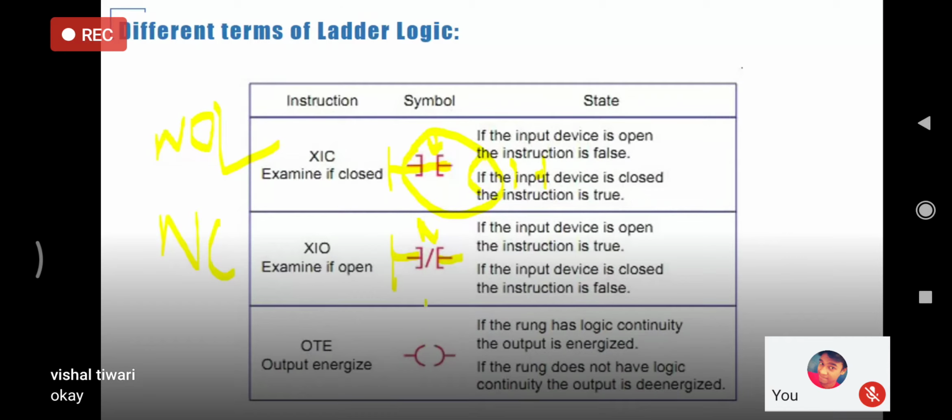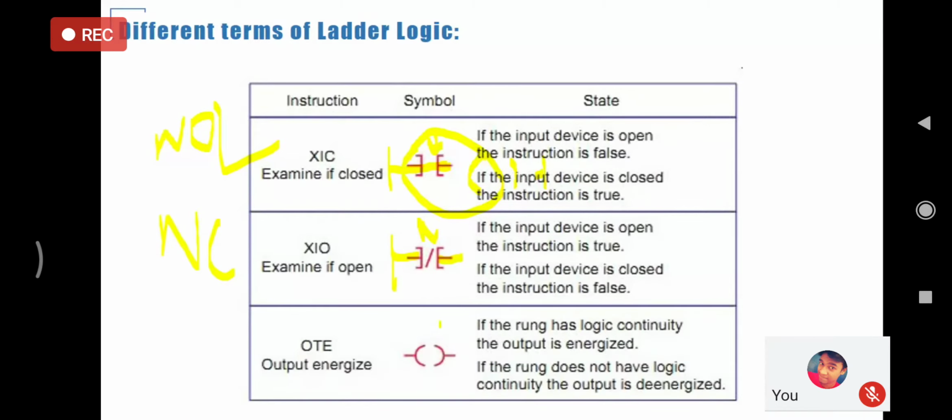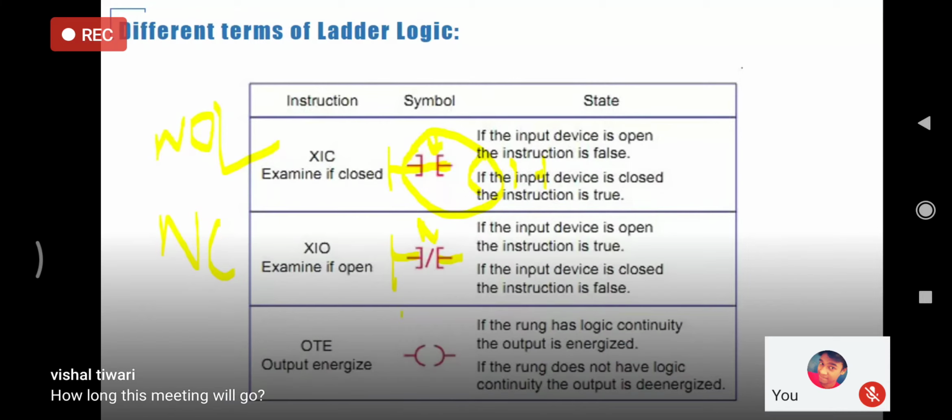Whereas outputs in software or in online programming devices are referred to as coil or output energized. So depending upon the signal from input elements, the output elements in the PLC or online program generate the signal.